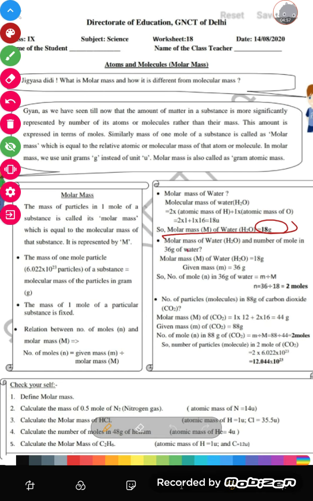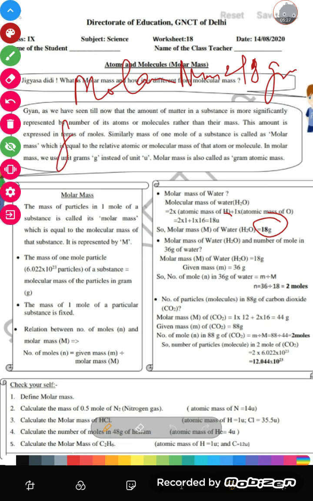Next they want to know, if you are given the molar mass, how to find out the number of moles in 36 gram of water. How will you calculate? We have just now calculated the molar mass of water. So molar mass we have 18 grams, and given mass we have 36 grams. Number of moles we have small m divided by capital M.